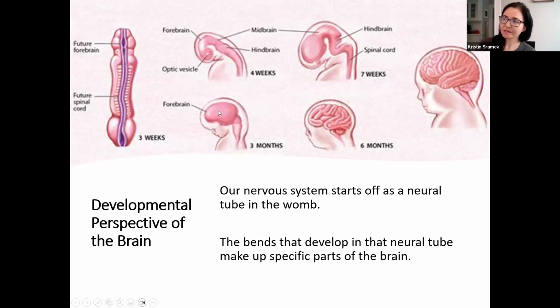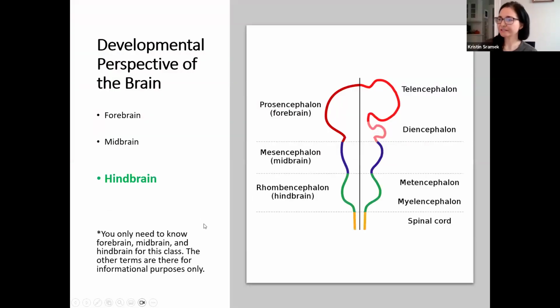See how smooth it is at 3 months. But then by the time we get to 6 months, that cortex, that top layer, becomes quite folded. And then that complexity, or the folds, continue to increase as development continues. So that's a little bit about the developmental perspective.